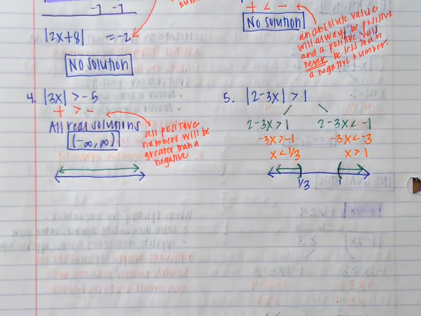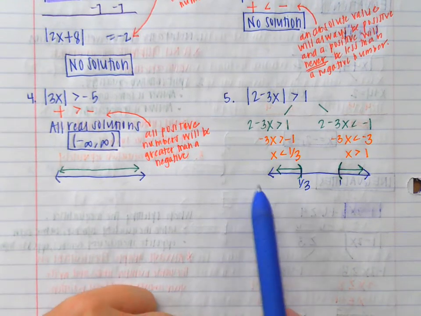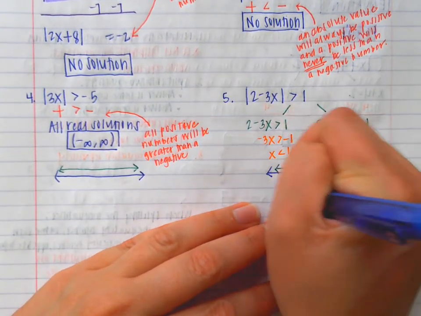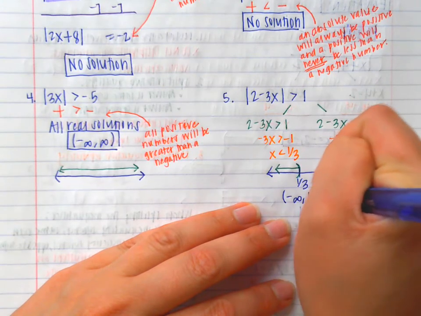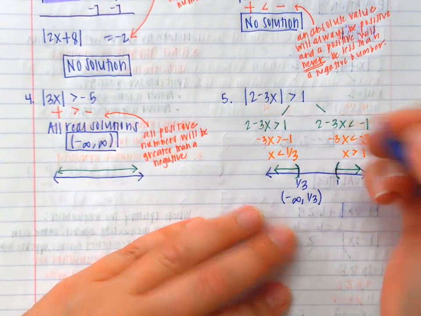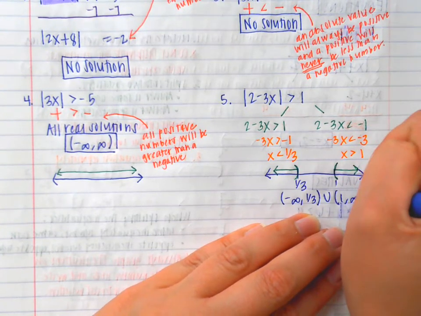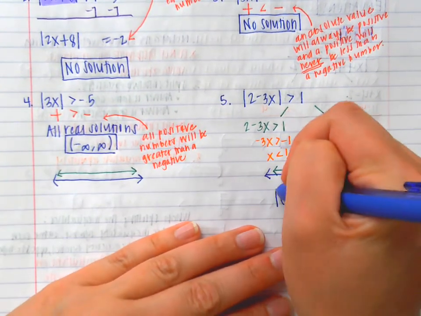So how do I write that in interval notation? So we're going in the negative direction forever. So it's negative infinity to 1/3. There's a gap, but they're still together. So union 1 to positive infinity. And that's your final answer.